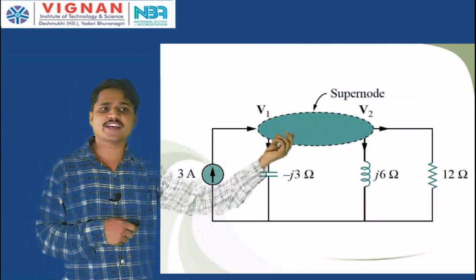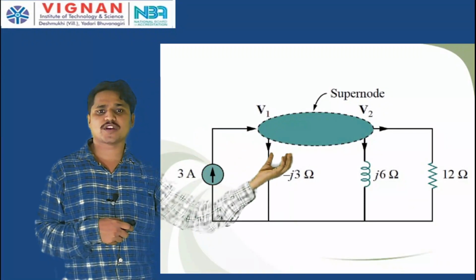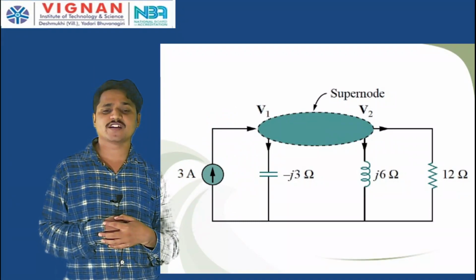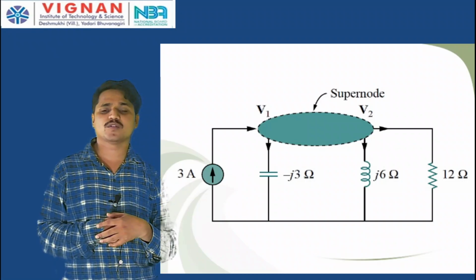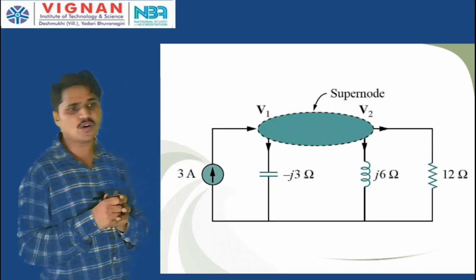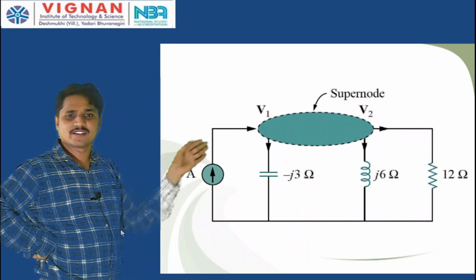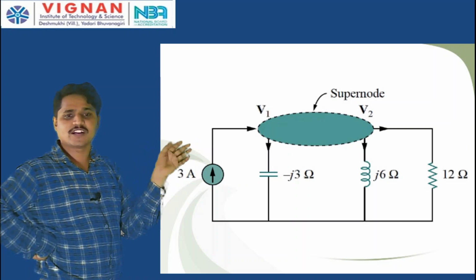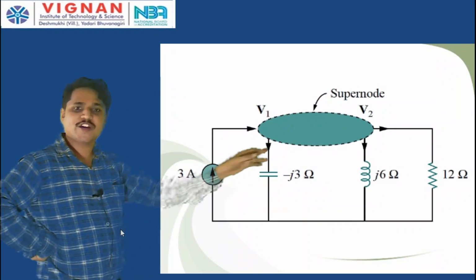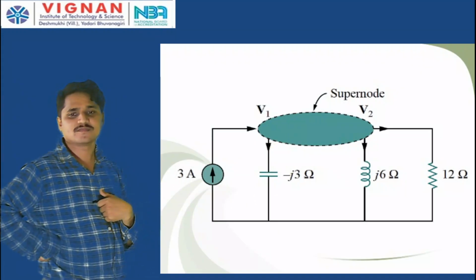Supernode concept means this. Now, see, we are taking that pair of nodes as only one node, a supernode. Now, we have to apply the Kirchhoff current law at this supernode only. The sum of all the currents leaving the supernode is equal to 0. See here, now it is easy. 3 ampere is coming, plus, that is equal to the currents leaving: V1 by minus J3 plus V2 by minus J6 plus V2 by 12 ohms is equal to 0.